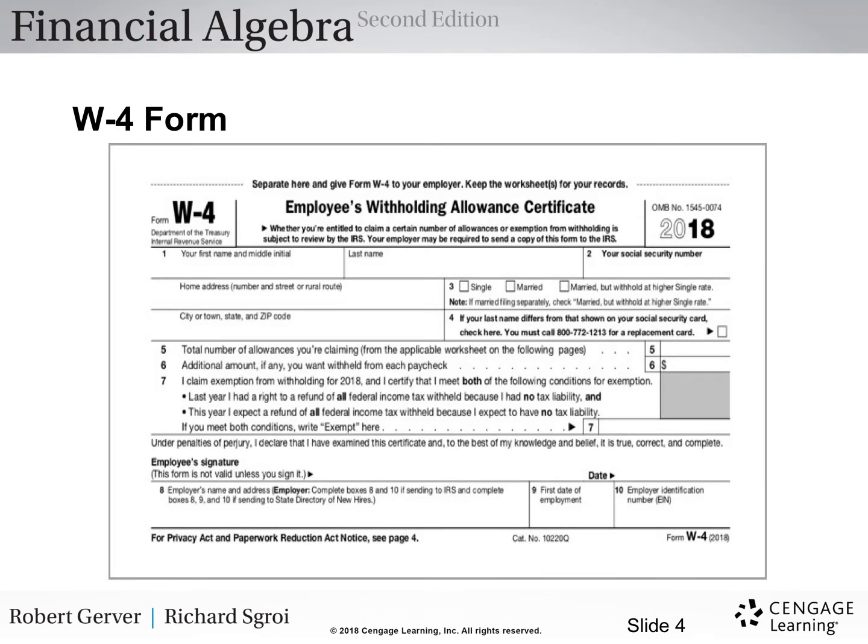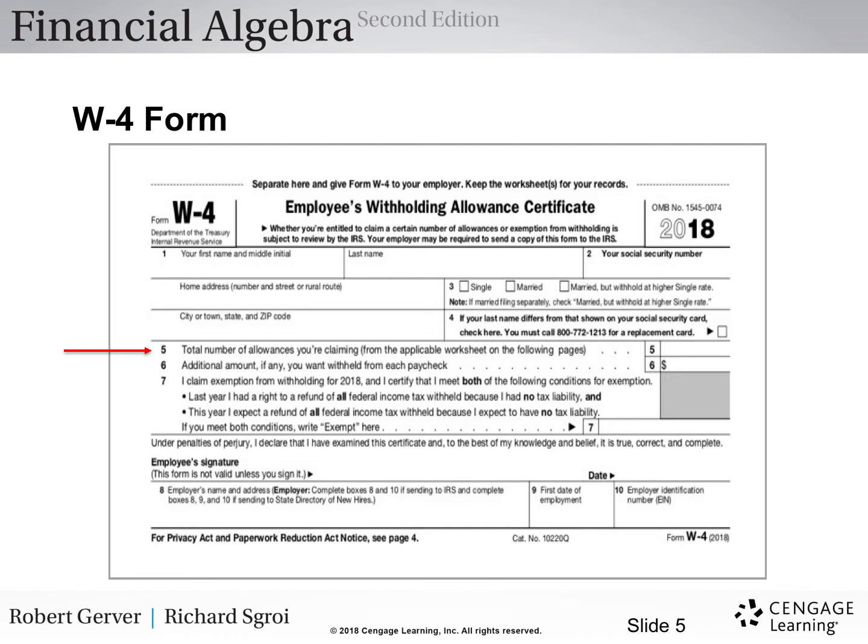All right, here's a sample of a W-4 form. This is an employee's withholding allowance certificate. Basically, an employee fills it out: his name, Social Security number, address, is he single or married, how many dependents does he have, how many allowances are you claiming from the applicable worksheet on the following pages. And this determines how much is withheld from his check for tax purposes.